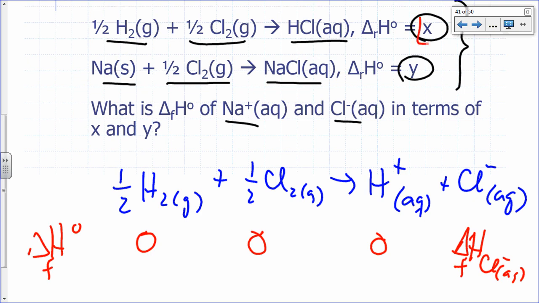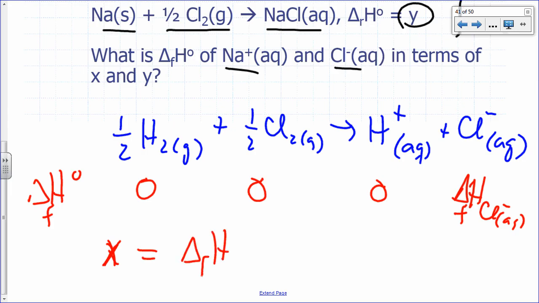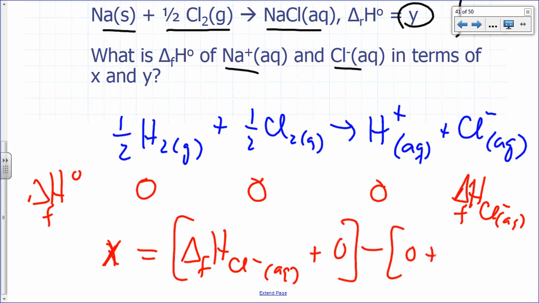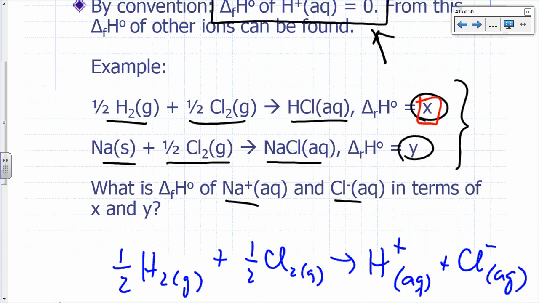So, how are these related to X? We said if you could measure that to be X, what would you say then? Then you say X is equal to delta H formation of chloride aqueous plus 0 minus 0 plus 0. So whatever that X is, that's just the standard enthalpy of formation of chloride. Okay? So, this is in fact the standard enthalpy of formation of chloride. If you could measure that X, that would be the standard enthalpy of formation of chloride. How do you get the standard formation enthalpy of sodium chloride, of sodium ions?